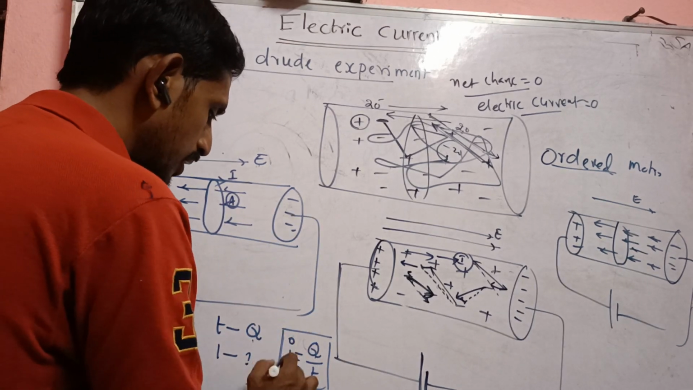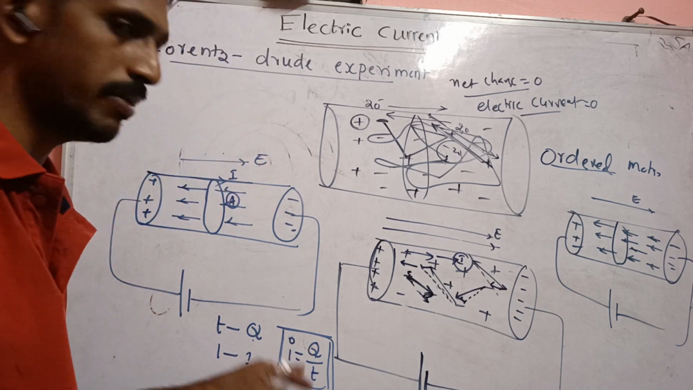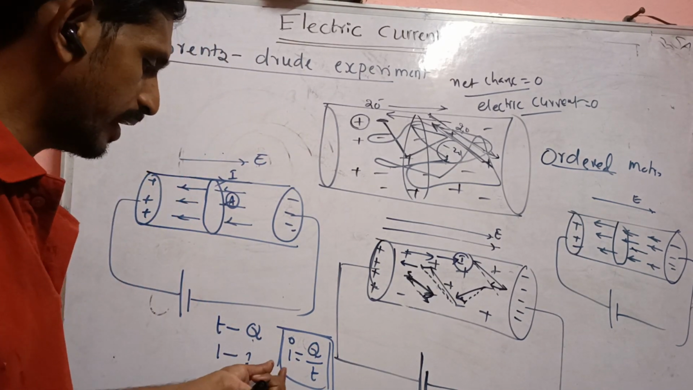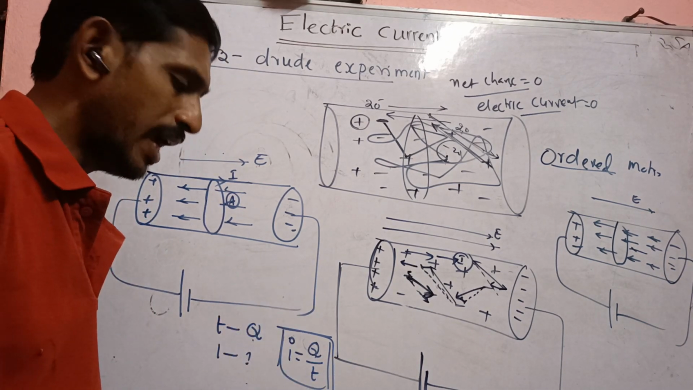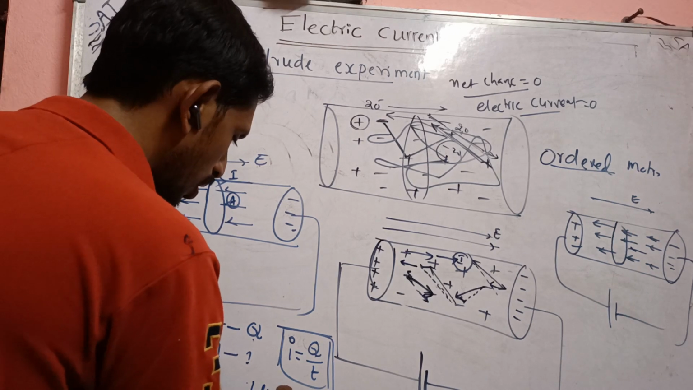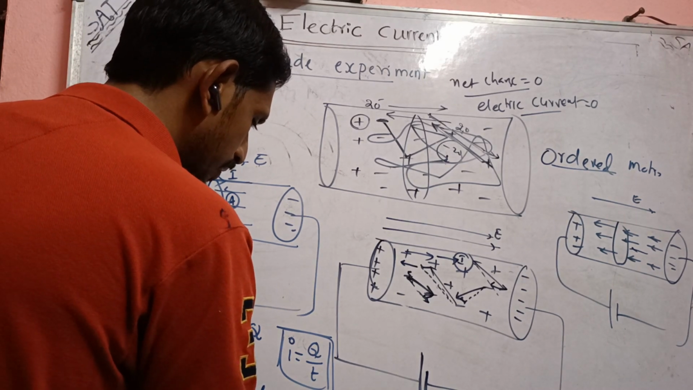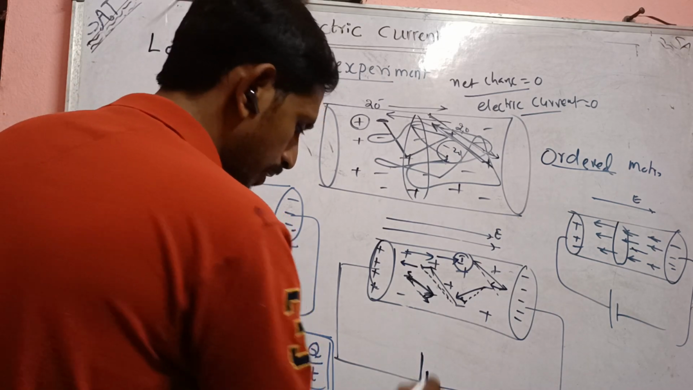Yes, I is equal to Q by t is the first expression for electric current. We need to remember it. Based on this formula, questions may be asked: find the electric current if charge and time are given. Now you should know the unit. Electric current is a fundamental physical quantity.